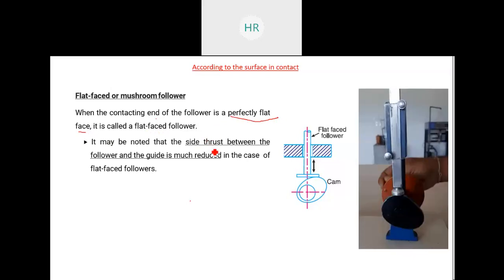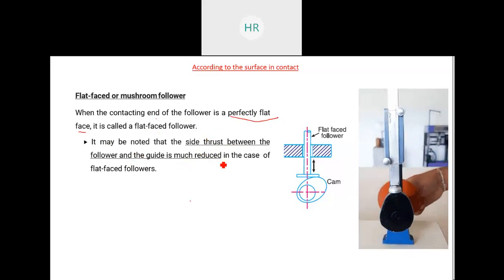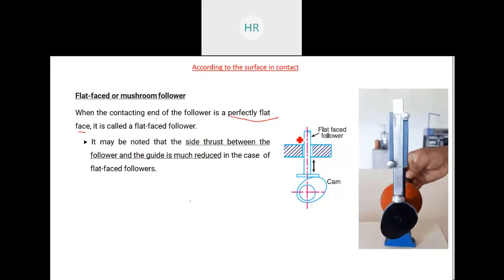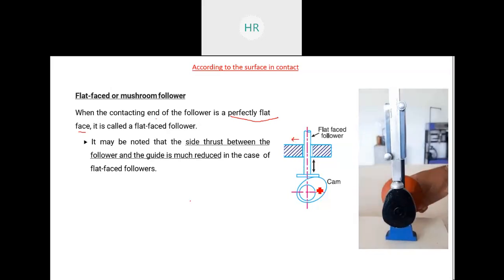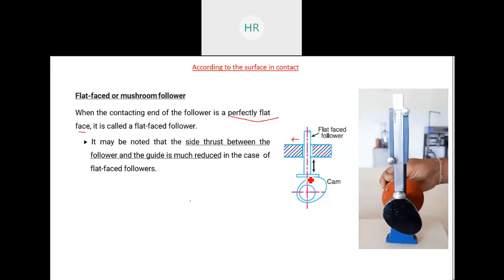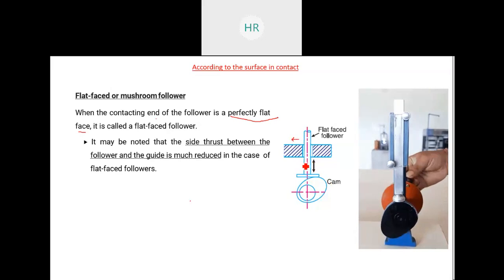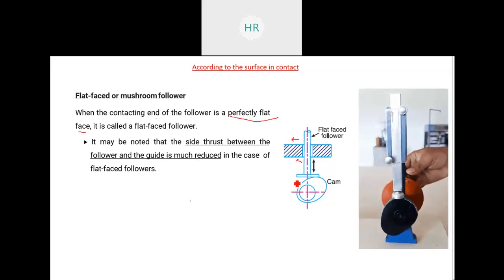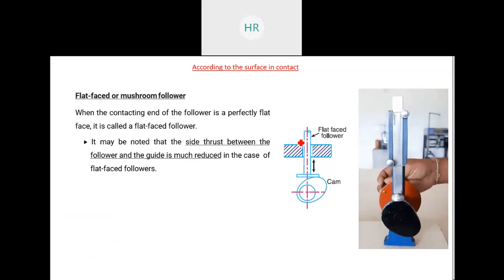It may be noted that the side thrust between the follower and guide is much reduced in case of a flat-faced follower. In a flat-faced follower, the side thrust is very much reduced because you can see now as this profile will go up, this plate will also move up. It will not face the side motion. There will be some side motion, but as compared to the roller follower and other followers, the side thrust will be less.